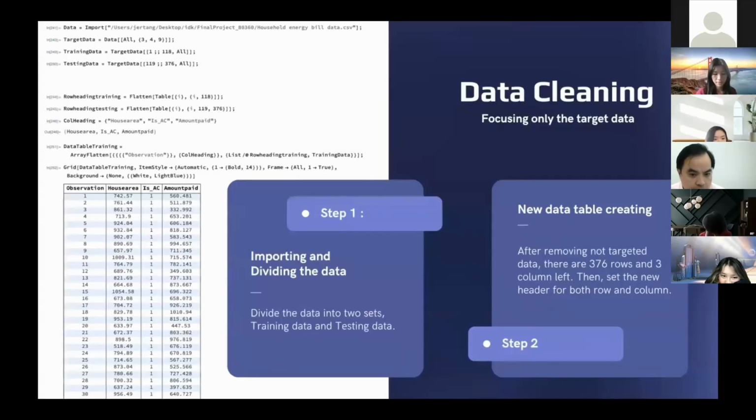First of all, I did data cleaning to focus only on the target data. As you can see, I imported the data and divided it into two sets, training data and testing data. After removing non-targeted data, there are 376 rows and 3 columns left. Then I created a data table and set a new header for both rows and columns.